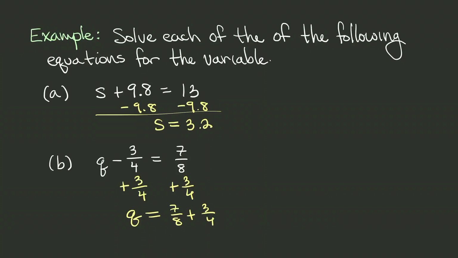The least common denominator here will be 8, so I need to take 2 over 2 and multiply the second fraction, obtaining an 8 in the denominator. This is going to give us q is equal to 7/8 plus, and then I have 3 times 2, so 6, over 4 times 2, which is 8. So now we'll know that q is equal to 7/8 plus 6/8, which gives us 13 over 8.